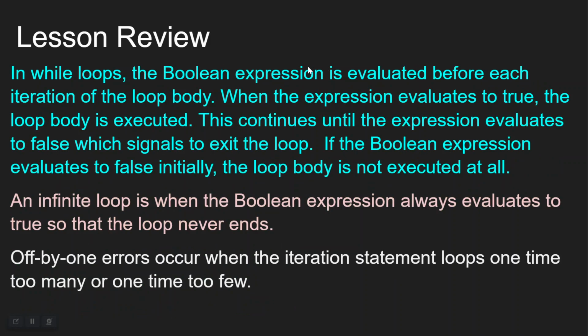In while loops, the Boolean expression is evaluated before each iteration of the loop body. When the expression evaluates to true, the loop body is executed. This continues until the Boolean expression evaluates to false, which signals to exit the loop. If the Boolean expression evaluates to false initially, then the loop body is not executed at all. An infinite loop is when the Boolean expression always evaluates to true so that the loop never ends. And then an off by 1 error occurs when the iteration statement loops 1 time too many or 1 time too few.